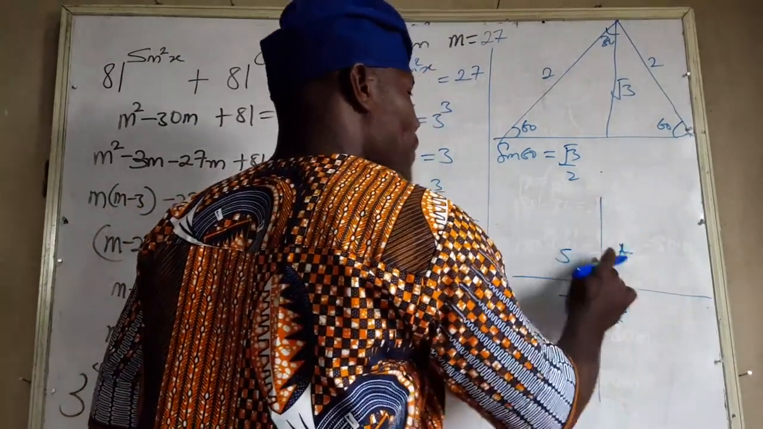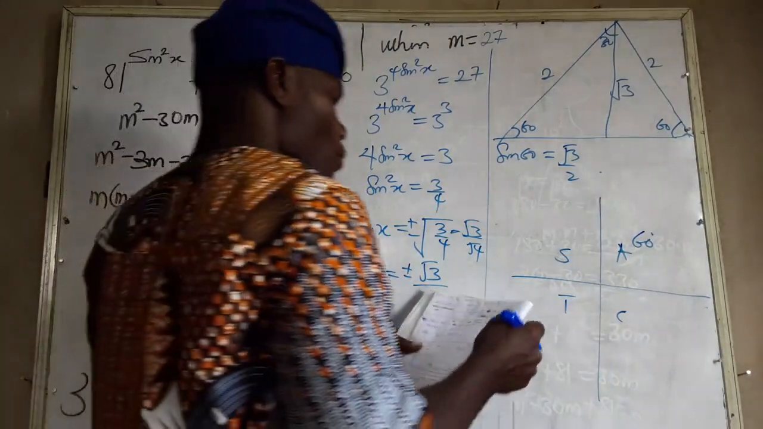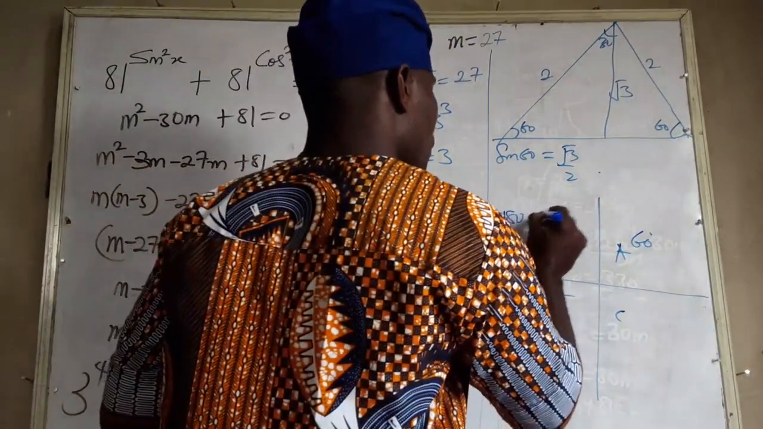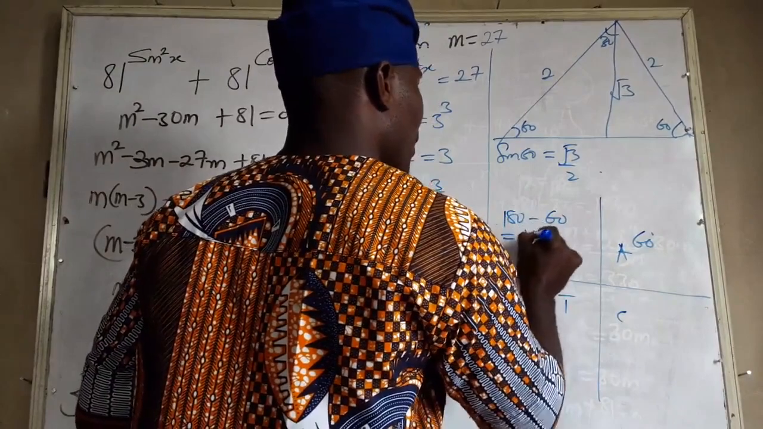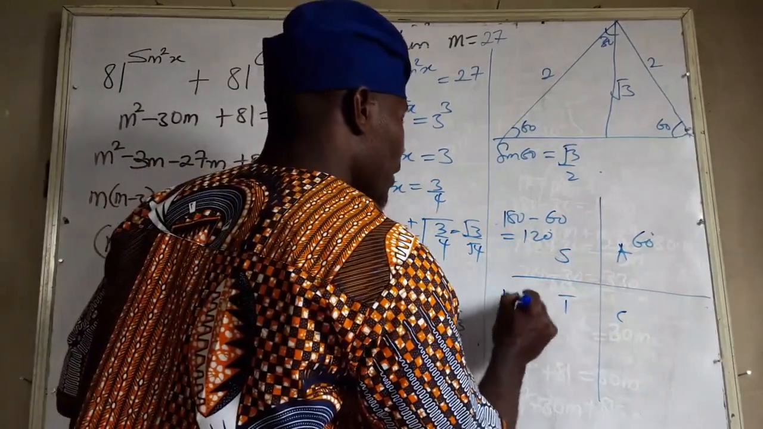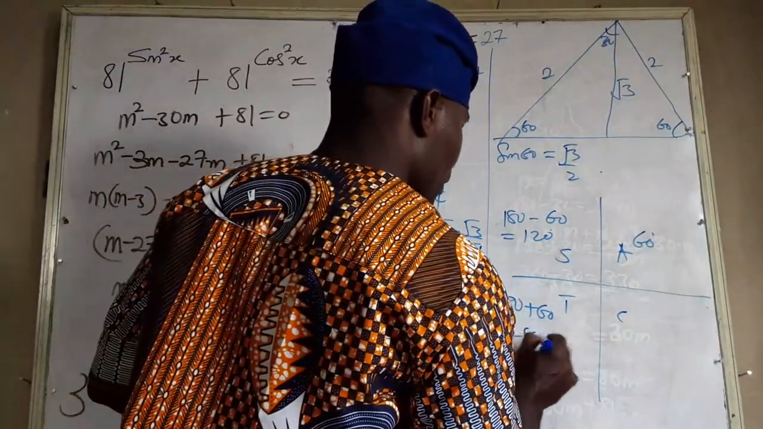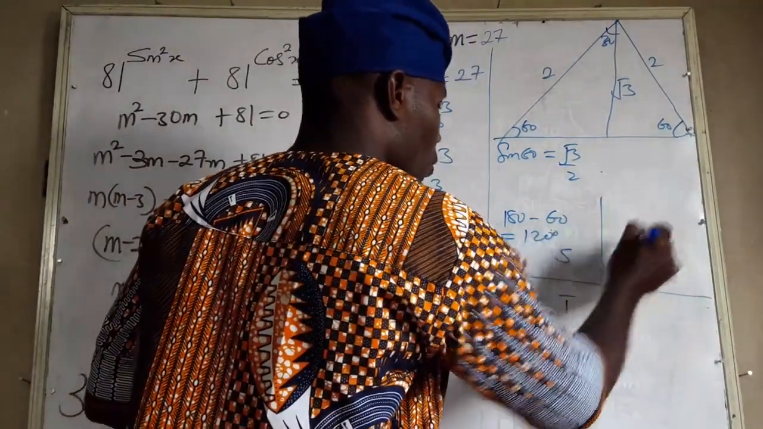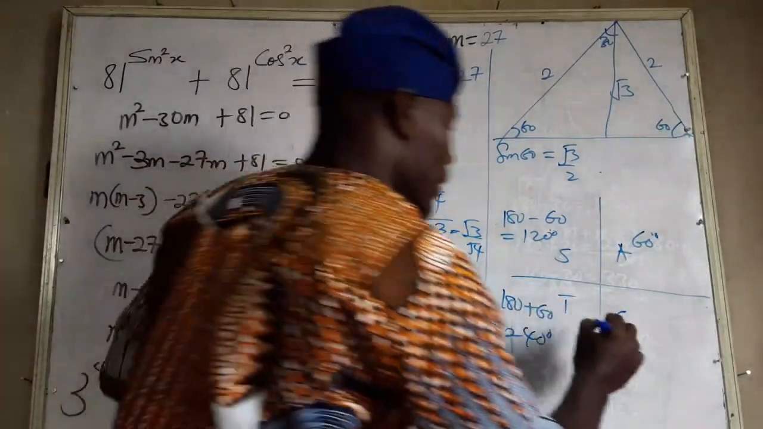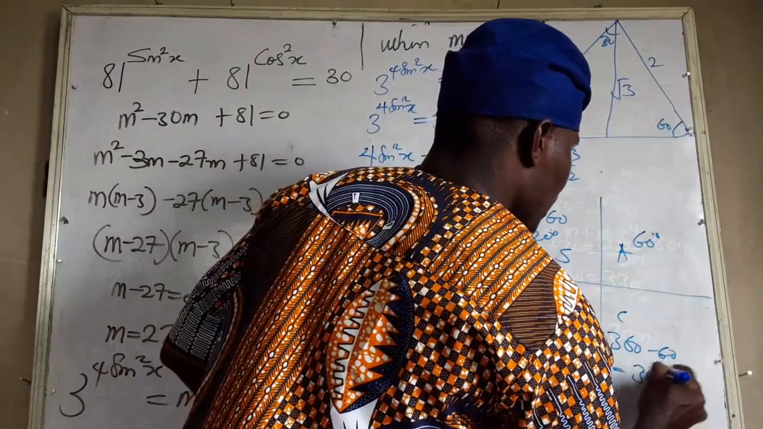So now the first one is 60. The second one will give you 180 minus 60, which will give you 120. This one will give you 180 plus 60, which will give you 240 degrees. This one will give you 360 minus 60, which is equal to 300 degrees.